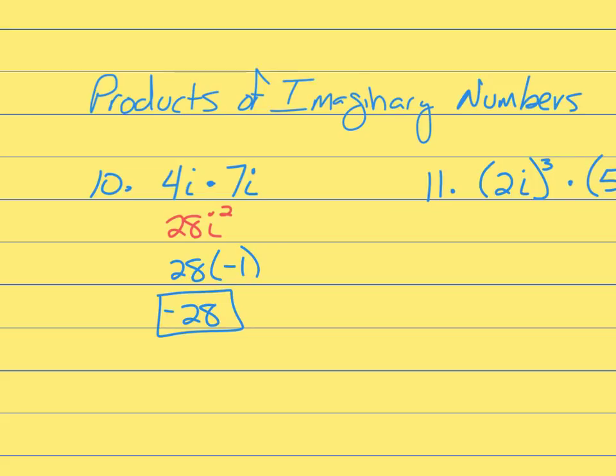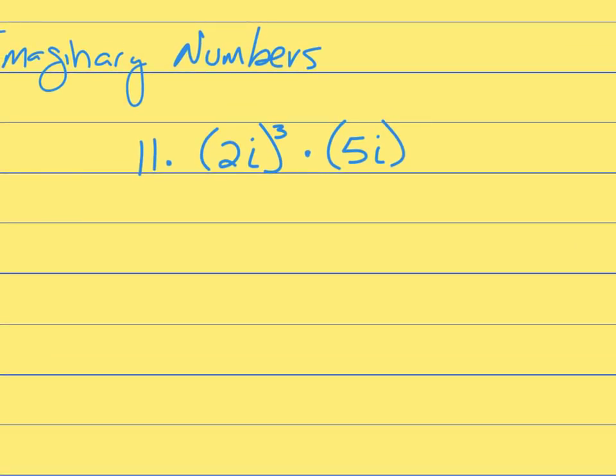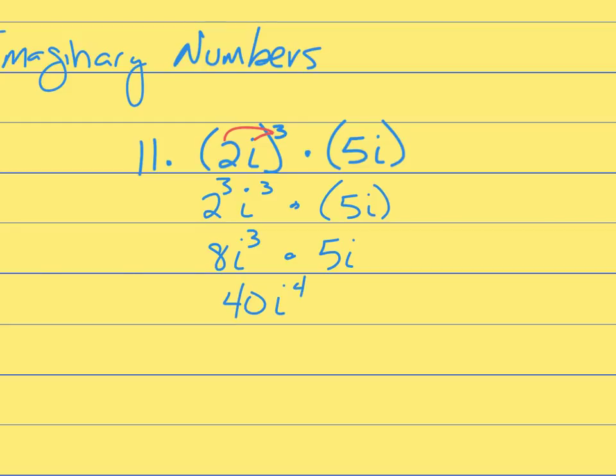Okay? Let's try another one. Remember when you have exponents, you're going to distribute. So we're going to distribute the 3 on the inside here, and that makes it 2 to the 3rd power and then i to the 3rd power. We're still going to eventually multiply this times 5i. So this would be 8i to the 3rd times 5i. Then if you multiply those 2 together, you get 40i to the 4th.